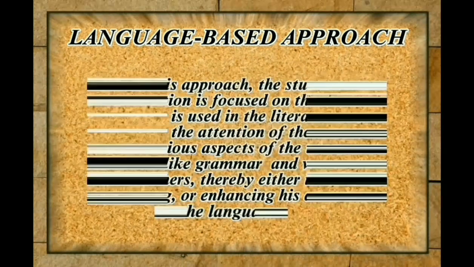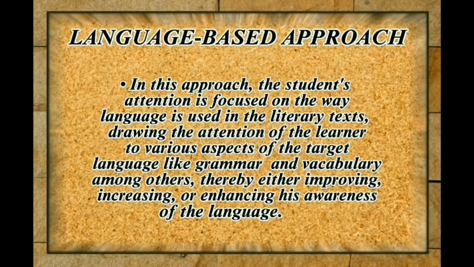The second approach is the language-based approach. In this approach, the student's attention is focused on the way language is used in the literary text, drawing the attention of the learner to various aspects of the target language like grammar and vocabulary among others, thereby improving, increasing, or enhancing his awareness of the language. The language-based approach helps students pay attention to the way the language is used when studying literature.